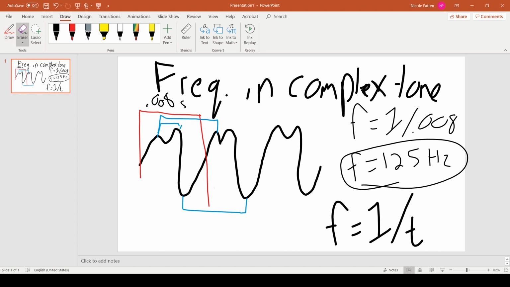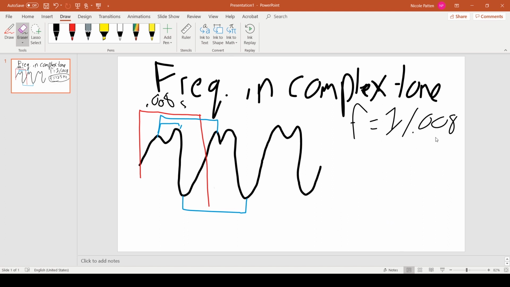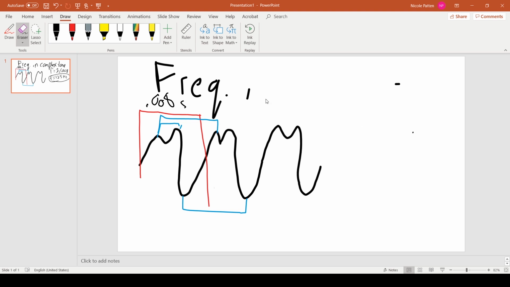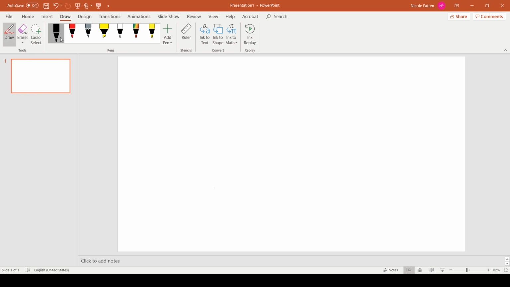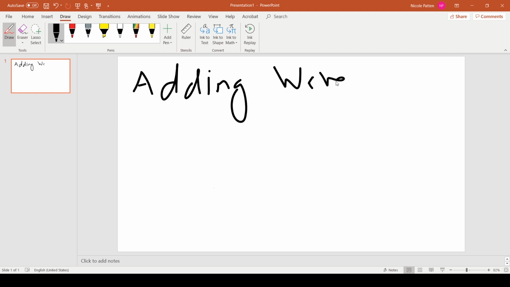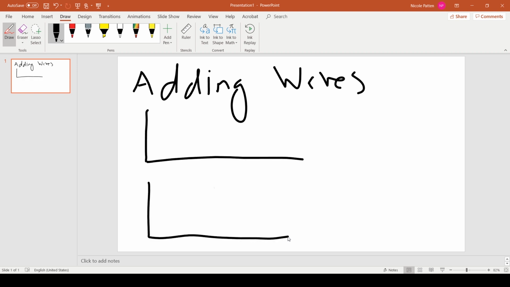So let's move on to adding two waves together. All right. So let's say you have a wave. Here's one wave. Here's a second wave.